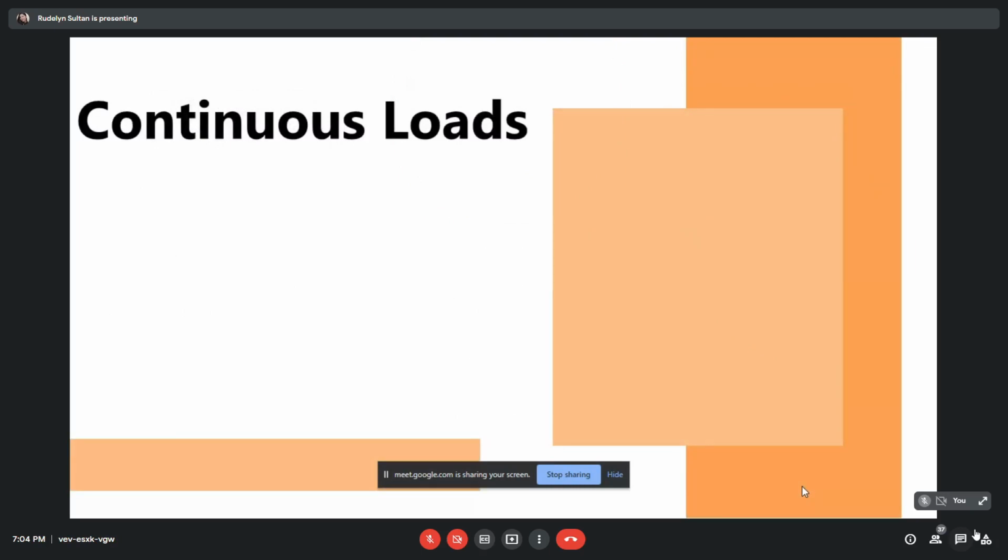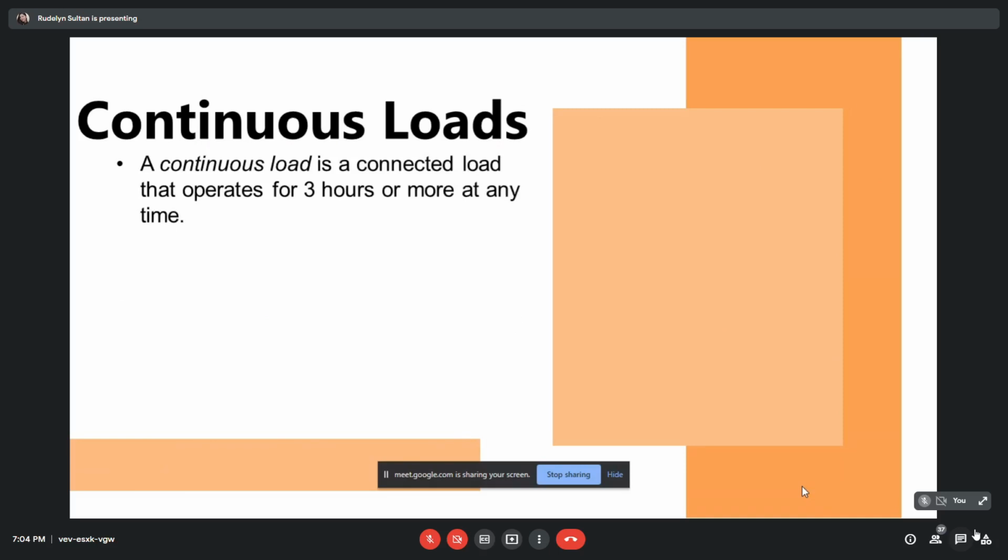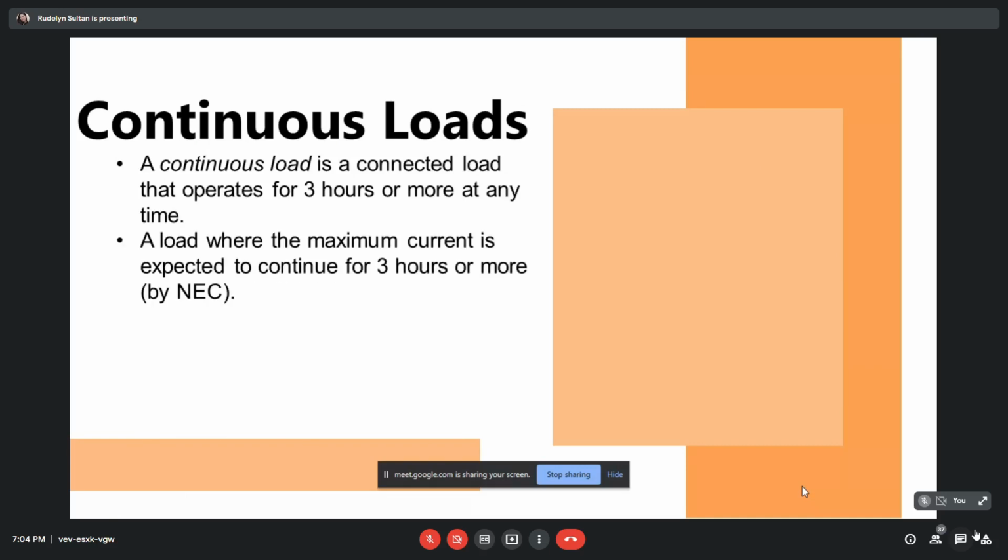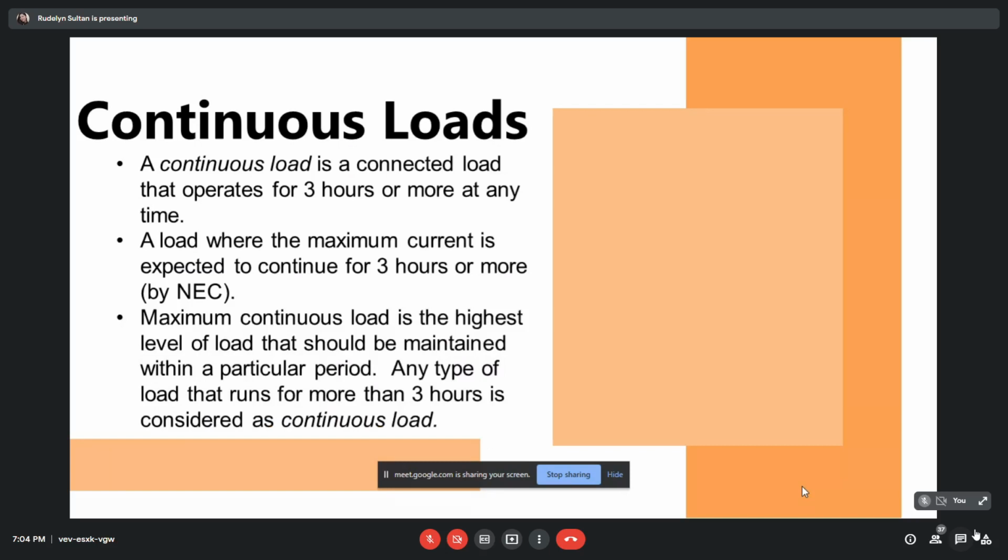What is continuous load? A continuous load is a connected load that operates for 3 hours or more at any time. The National Electrical Code also defines it as a load where the maximum current is expected to continue for 3 hours or more. So when we say maximum current or maximum continuous load, it is the highest level of load that should be maintained within a particular period. Any type of load that runs for more than 3 hours is considered as continuous load.